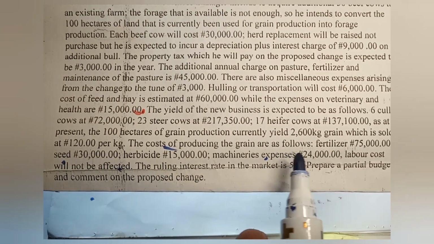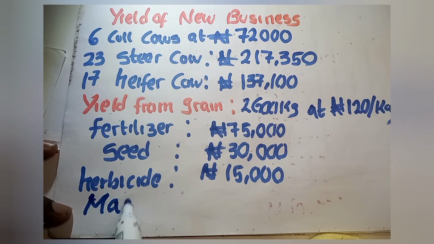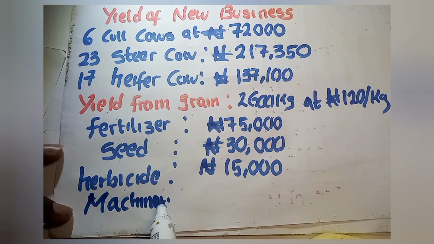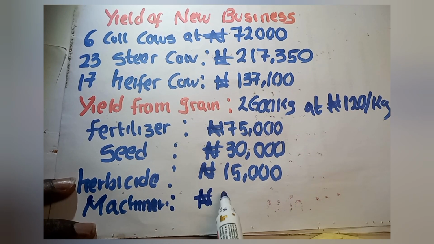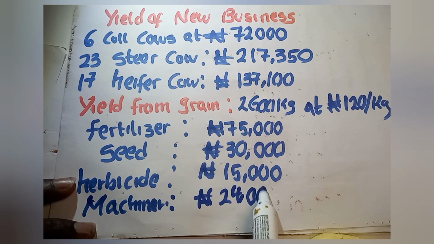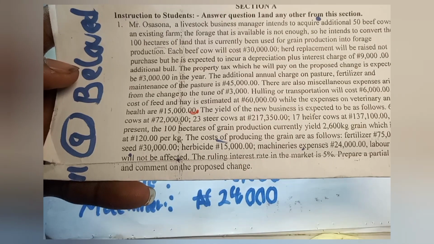Machineries expenses. That's 24,000 naira. So machineries is 24,000 naira. And don't forget the machineries, 24,000 naira.